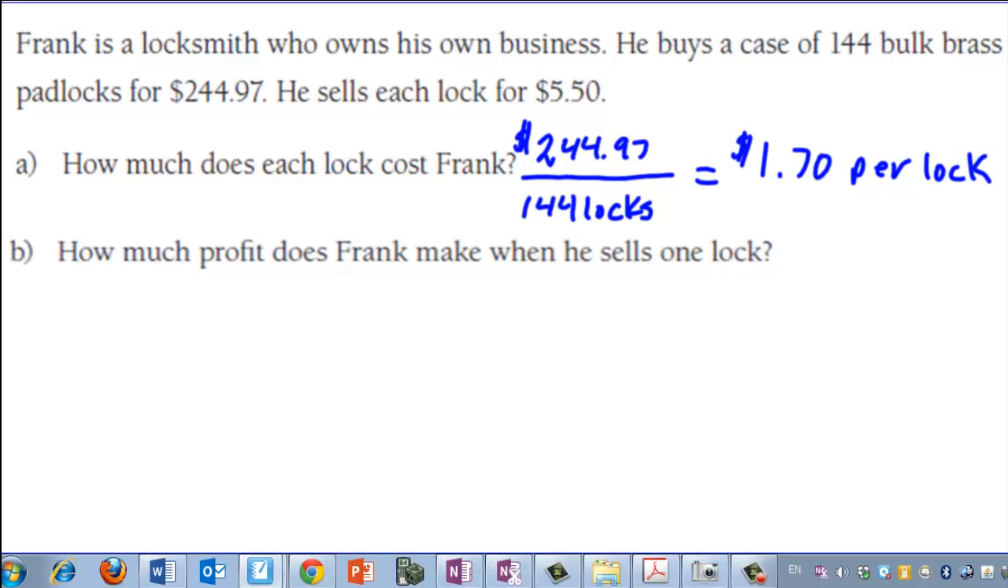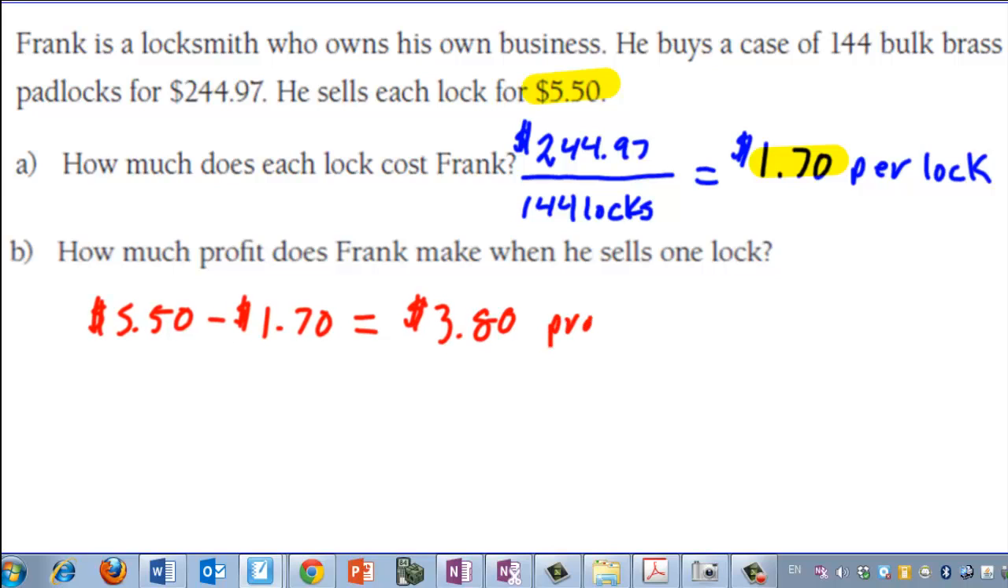How much profit does he make when he sells one lock? Well, since he's selling each lock for $5.50 and buying each lock for $1.70, we can use this to calculate his actual profit. $5.50 take away $1.70 leaves us with $3.80 profit on each lock.